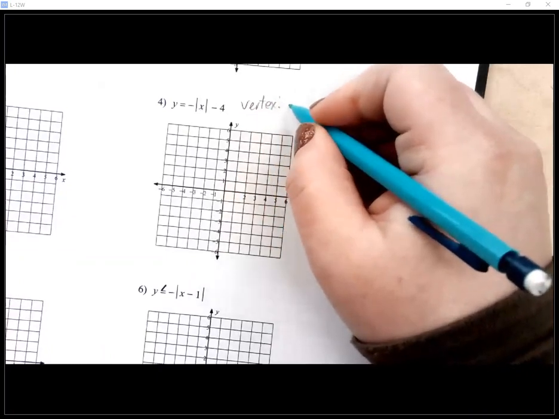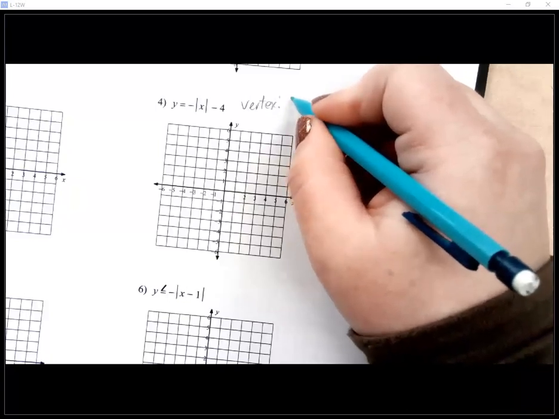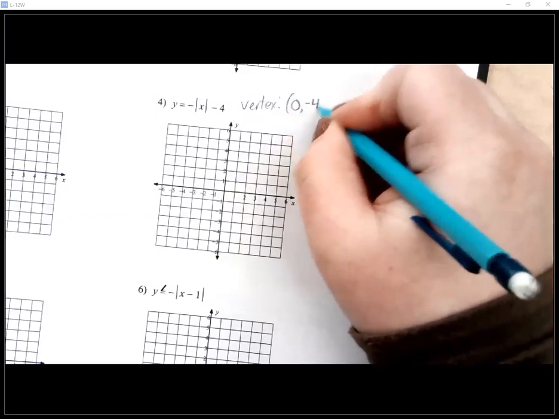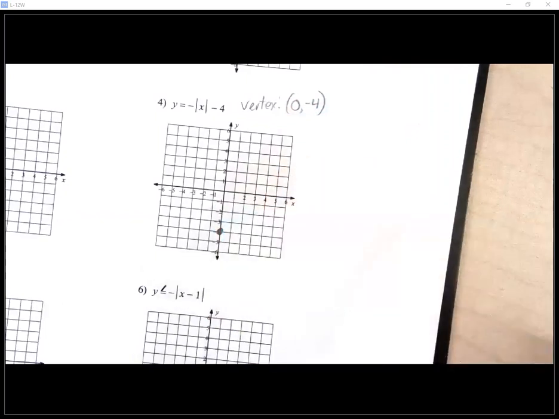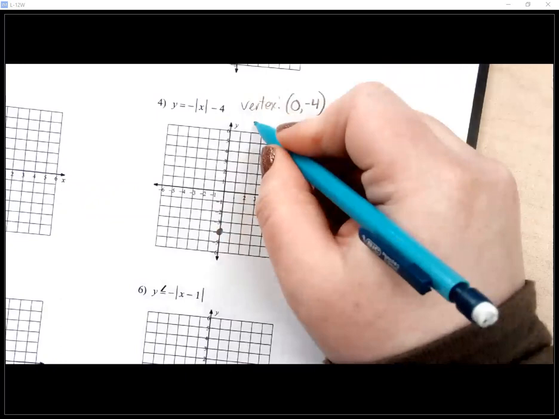Okay, who can tell me where the vertex is? Jimmy, go ahead. 0, -4. Correct. 0, -4. So I'm going to start my whole graph right here at 0, -4. And then what's my slope? The right-hand branch anyway. -1.